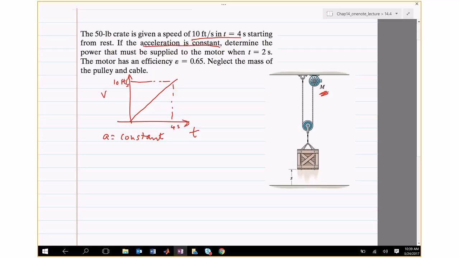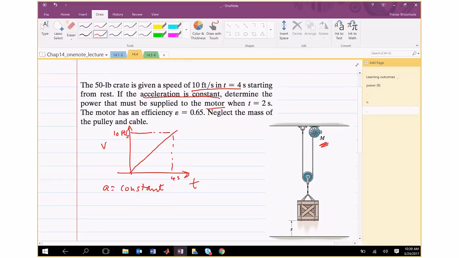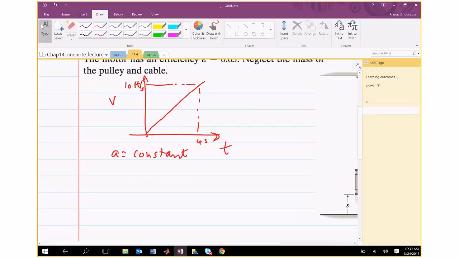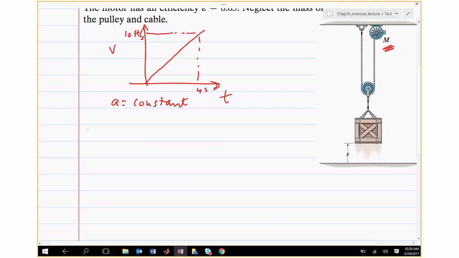What you're asked to find is the power supplied by the motor. Okay, so if you want to find the power supplied by the motor, all you have to do is find the force that the motor is supplying, and the force times the velocity will give you the power. Right? So let's just start with the free body diagram. FBD.